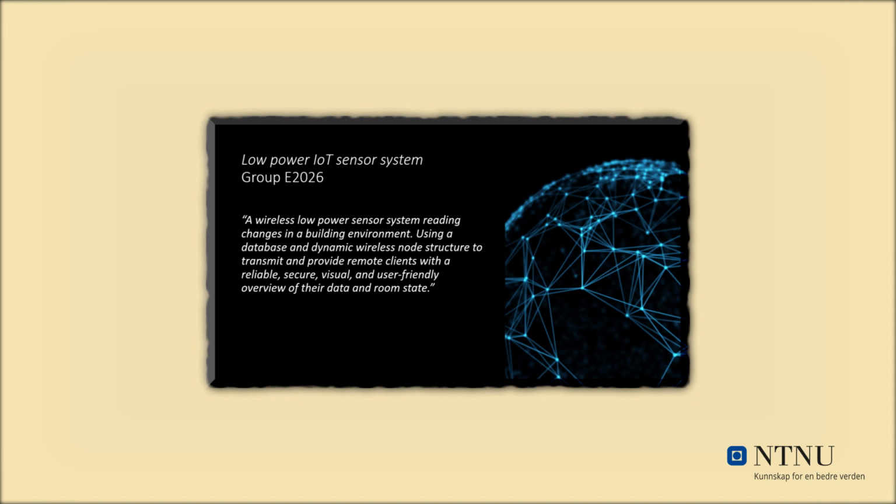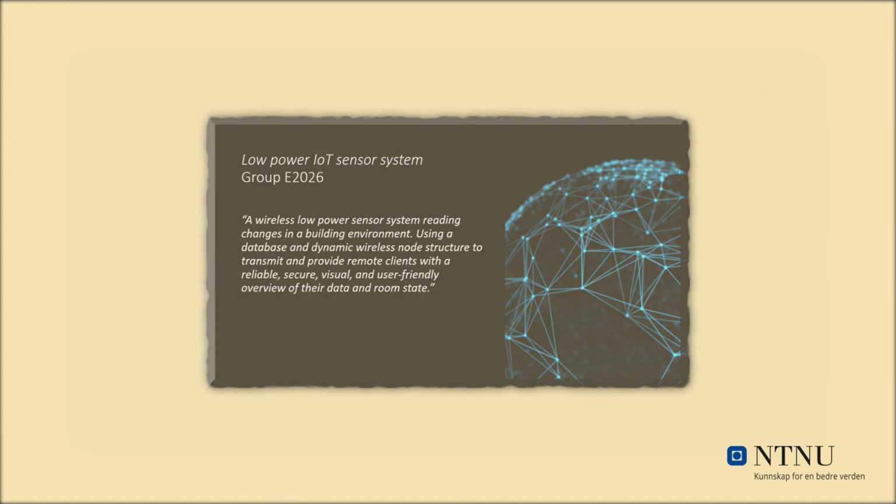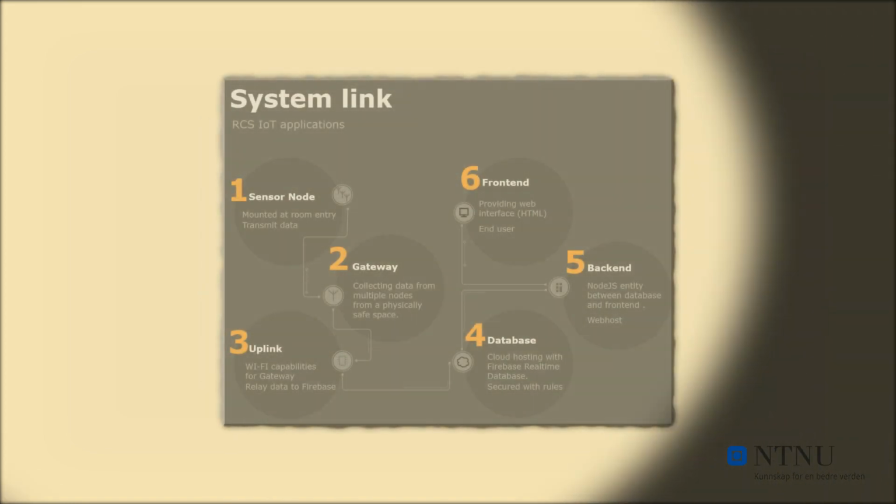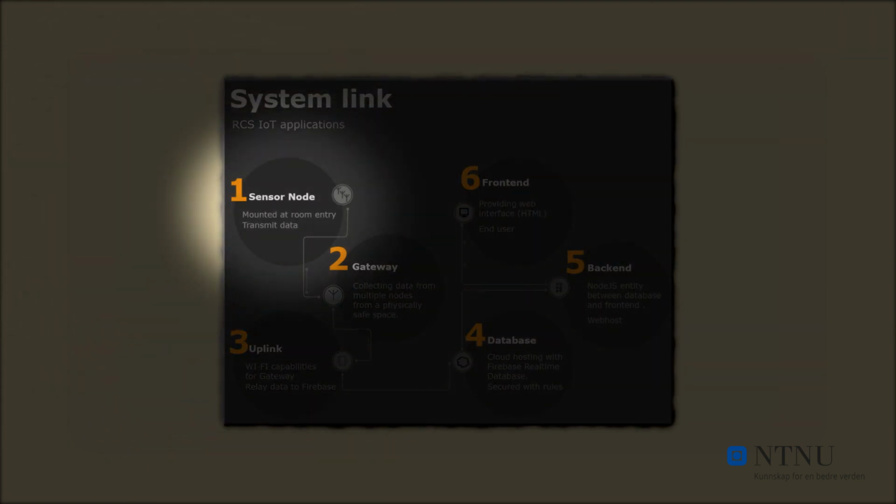We'll start by looking at the architecture of the system. Primarily, there are 6 modules in the system. We'll start at number 1, sensor node. This is a hardware module that is mounted at a point, for example a door, where its sensor can collect data and transmit this data wirelessly to a gateway or collector.